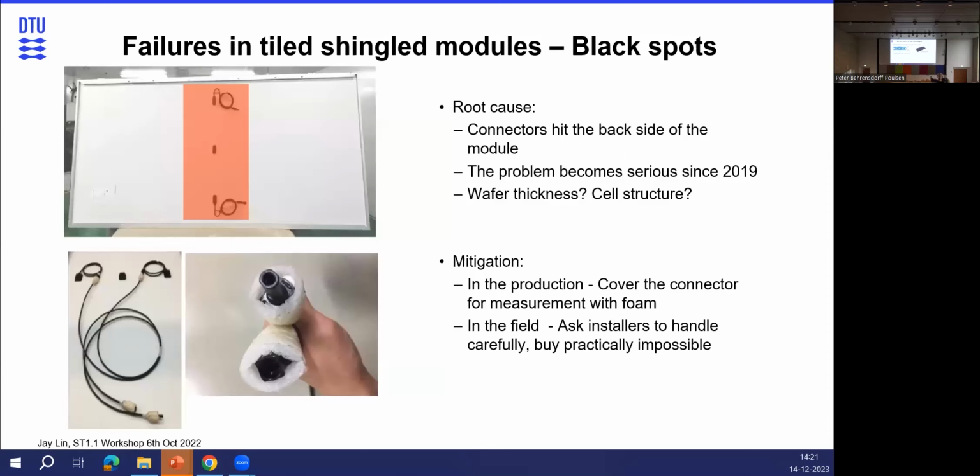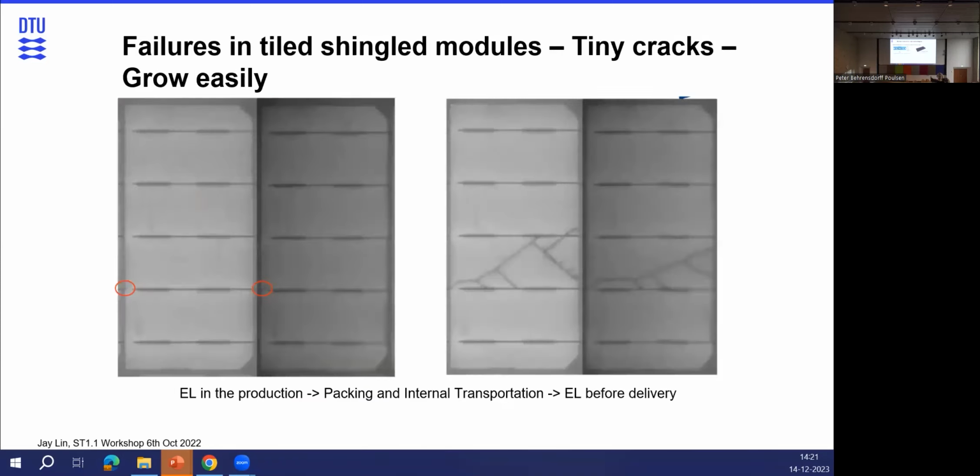Doing a bit of investigation, they found out that they are caused by the connectors that were pressing on the modules during module transportation. So a quick fix for this was to wrap the connectors after they were manufactured and, in the field, ask the installers to handle them carefully, but it's not always happening. Then they also saw small cracks that usually are not so significant in production. After the modules were packed and shipped internally, before delivery, these cracks can grow quite fast.